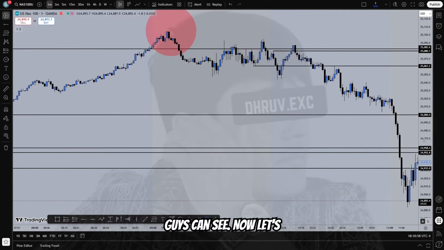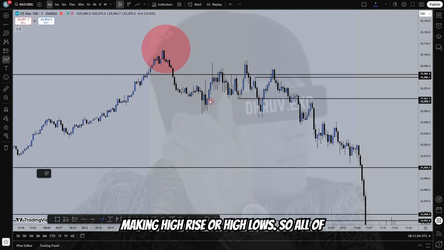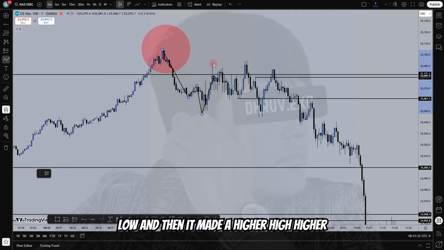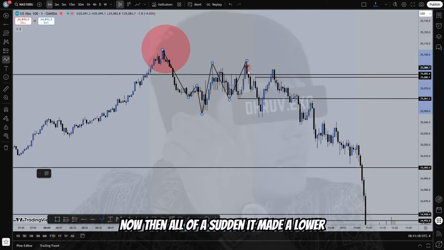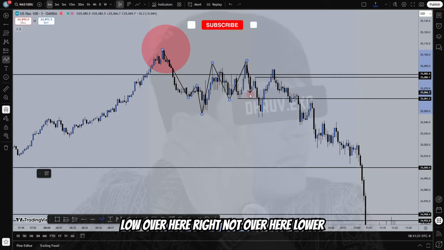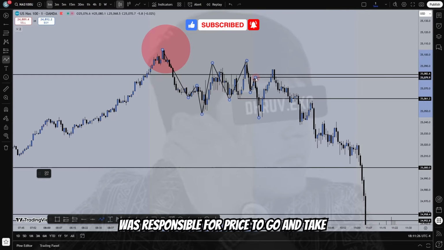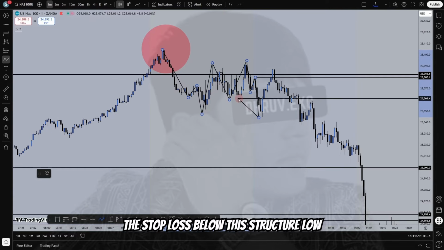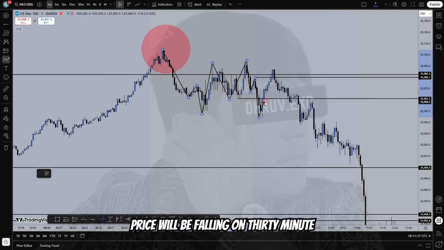So now you guys can see, let's see what the market was doing. Market was making higher highs and higher lows. Then it made a low over here, and then a lower high, lower low, and then it made a higher high, higher low, another higher high. Then all of a sudden it made a lower low over here, right? Now this swing high was responsible for price to go and take the stop losses below this structural low. And what's below this structure? Sell side liquidity.